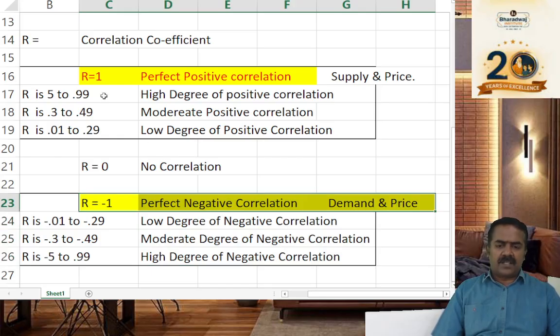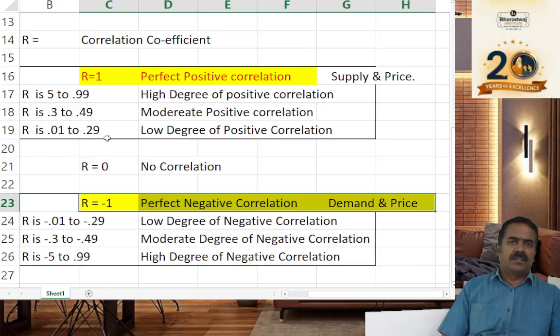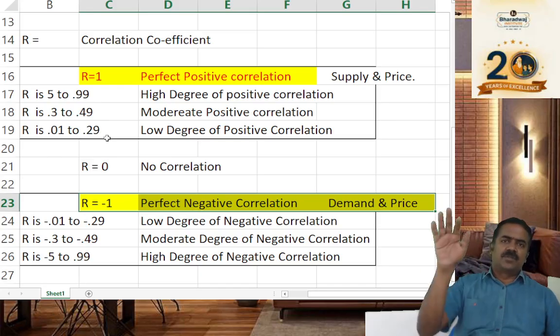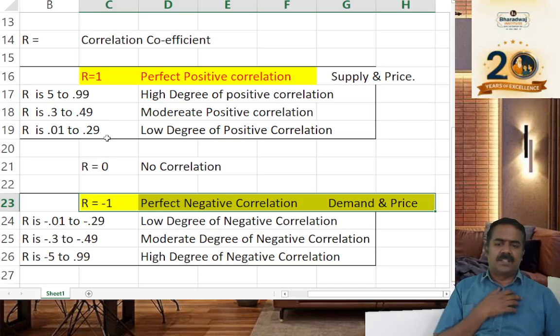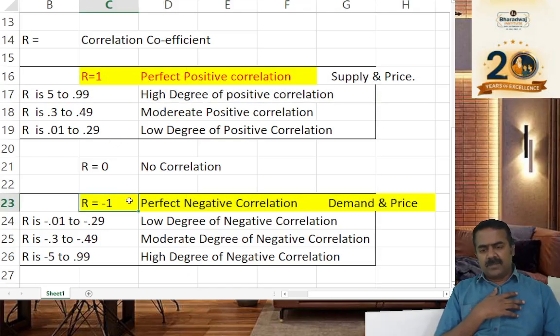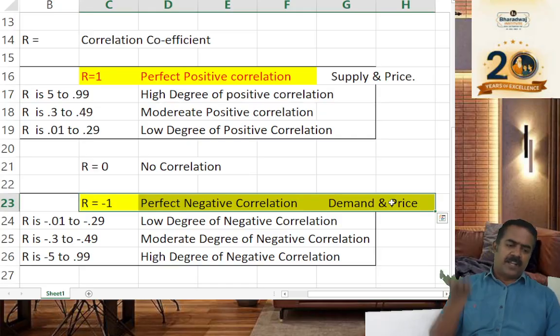So what is perfect? If something moves up by 10%, others also move up by what? 10%. It's like production increases by 10%, cost also increases by what? 10%. That is called as what? Perfect positive correlation.